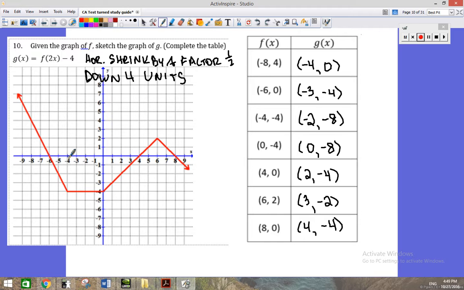So let's plot these points. Negative 4, 0. Negative 3, negative 4. Negative 2, negative 8. 0, negative 8. 2, negative 4. 3, negative 2. 4, negative 4. Okay.